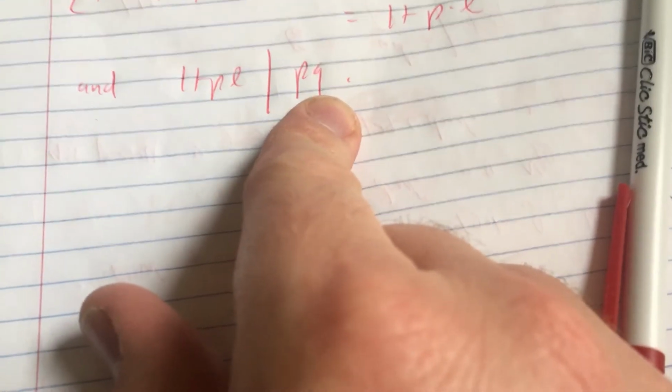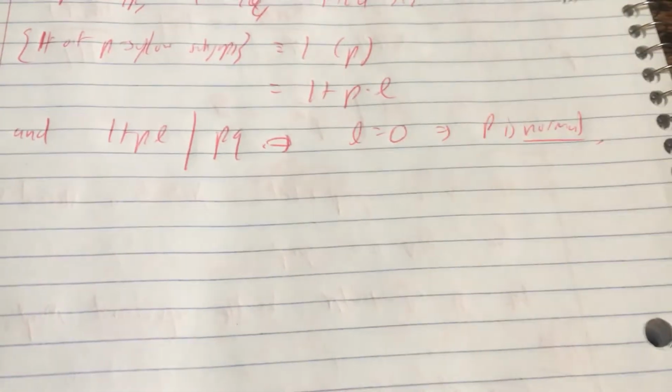If L is not 0, then this number on the left is PL plus 1, and this number on the right is PQ, right? So if you think about it for a second, some multiple of PL plus 1 is not going to be PQ unless L is 0 and the multiple is Q. So these two things together imply L is 0, which implies P is normal. Right, so what does it mean that there's only one Sylow P-subgroup? It means that all the Sylow P-subgroups are conjugate. That means the subgroup is normal, right?